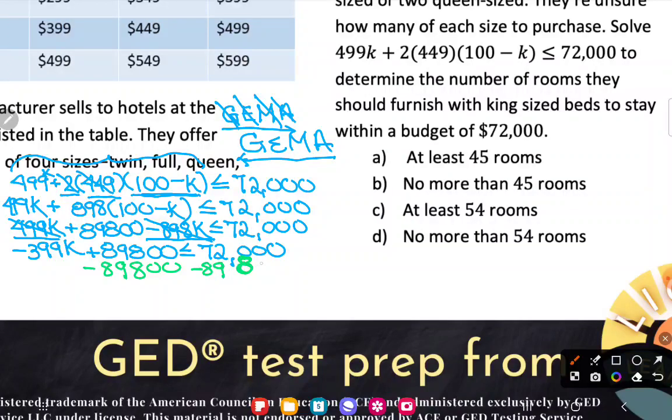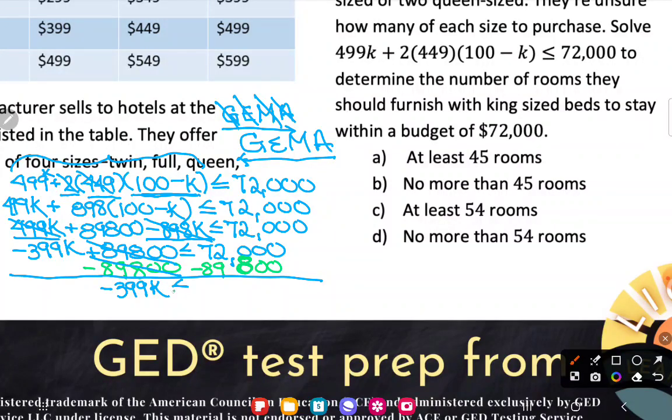Oh, look, I tried to miscopy again. Wowza! Somebody needs more coffee. So I am going to do it to both sides. Adding 89,800 and subtracting 89,800 are opposites. They cancel. I've got negative 399k left on the left-hand side.